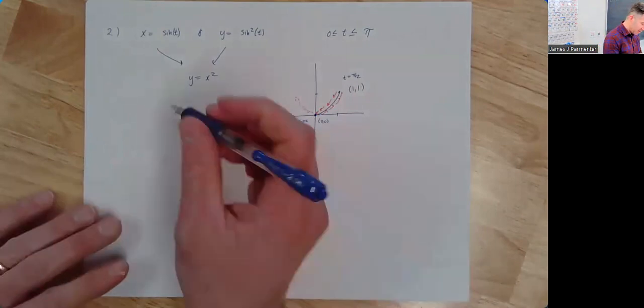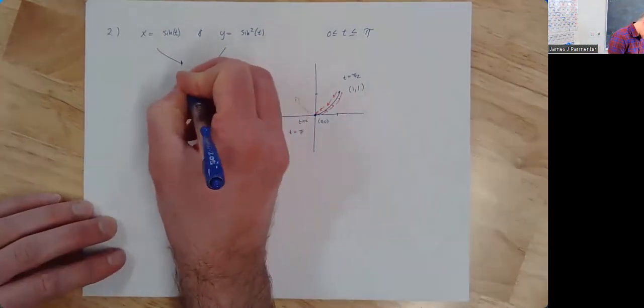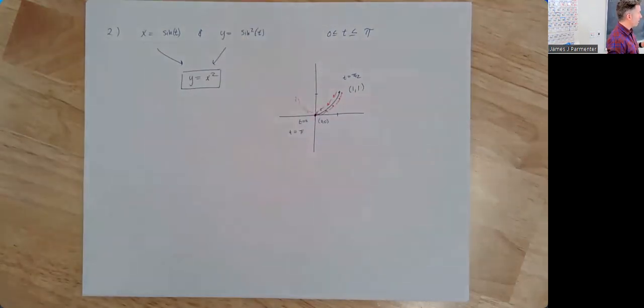So you can still get the same Cartesian relationship, but your domain and range might differ depending on what x and y actually are as functions of your parameter t. Kind of interesting.